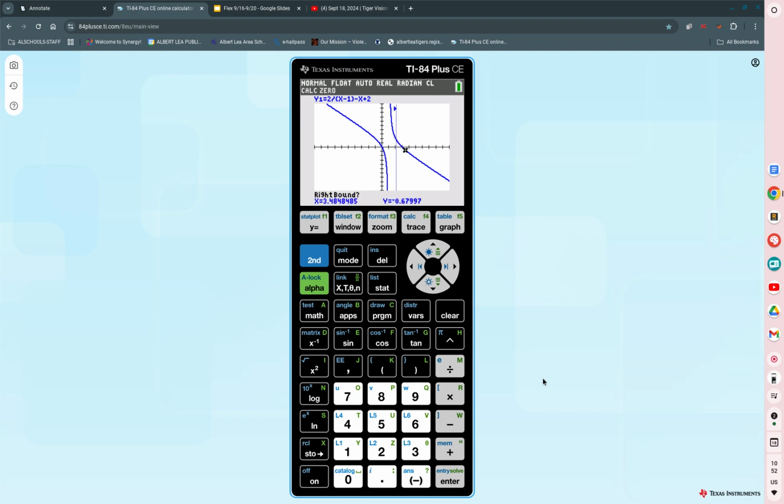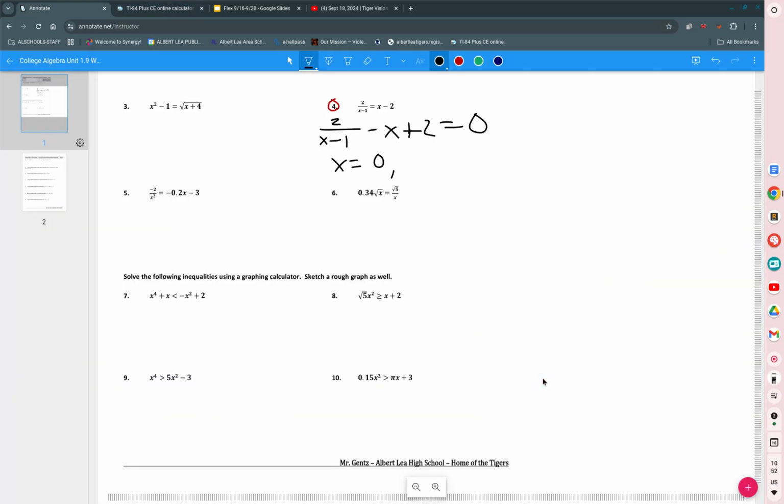Press enter when it's above. Press enter when it's below. And enter on guess. And you can see x equals 3. So that is your other solution: x equals 0 and x equals 3. So for the first part, you're just finding the 0 by subtracting it to one side.